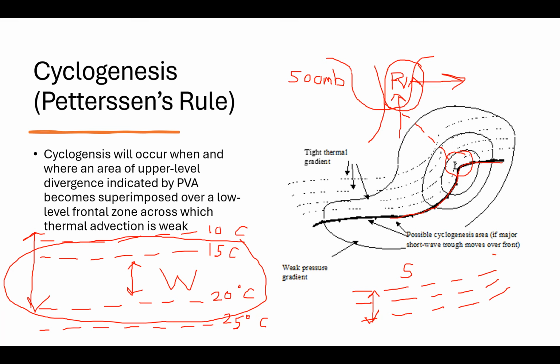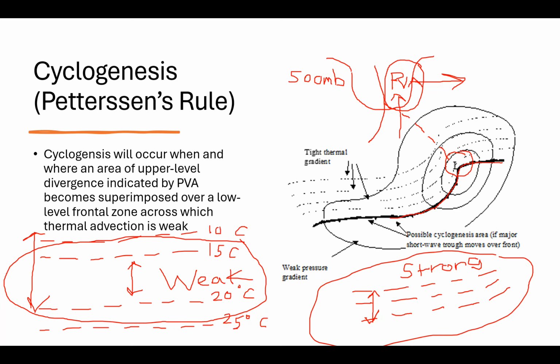This over here on the bottom right that I just drew, I packed in a bunch of isotherms, these dashed lines. This would be an example of a strong thermal gradient. We usually get strong thermal gradients during the fall and the winter time, and we usually get weaker thermal gradients, or further apart spacing of isotherms, during the summertime.